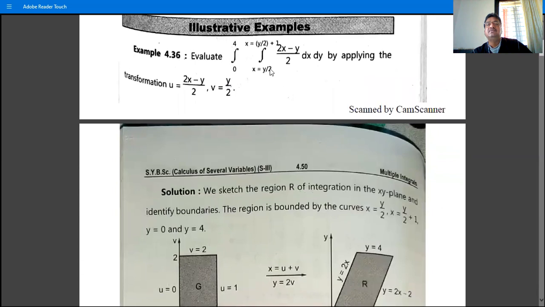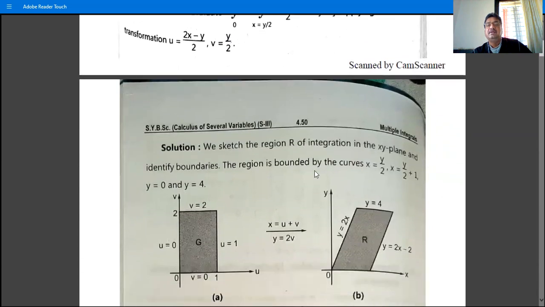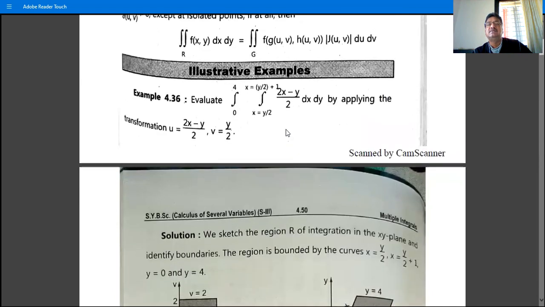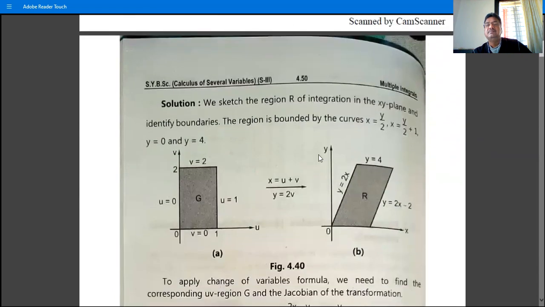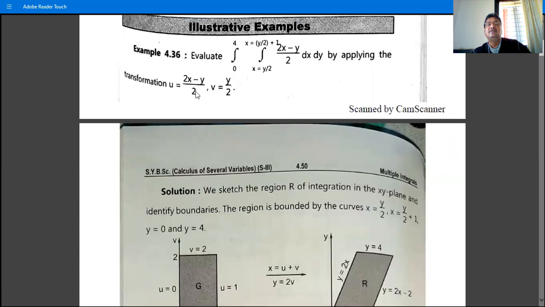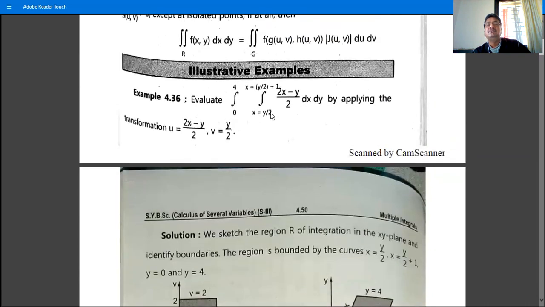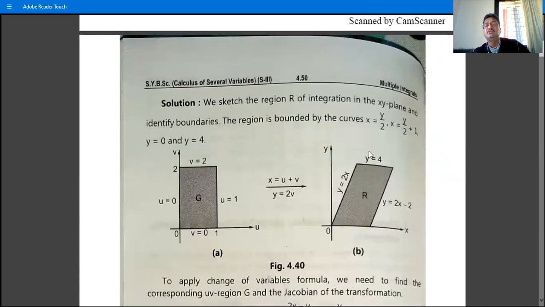X is y by 2. Draw the diagram of this integration. This is the diagram. X is equal to y by 2, means y is 2x. This is y is equal to 2x, a line passing through the origin. Y is equal to x is the line which divides this plane in two equal parts. So y is equal to 2x, its slope is larger than y is equal to x, so it is above the y is equal to x line.